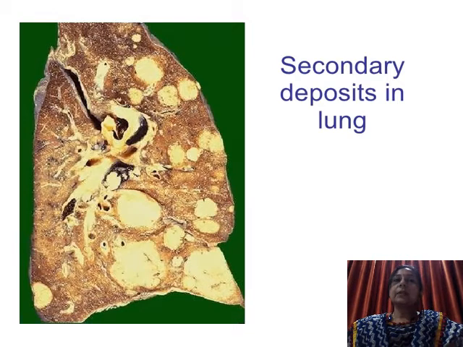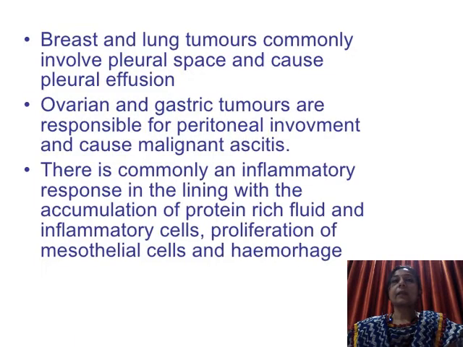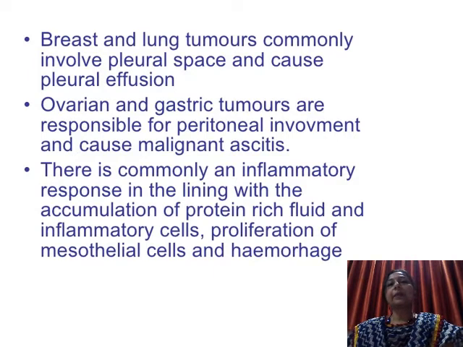Secondary deposit in the lung. How does the lung look? There are multiple deposits in the lung. Breast and lung tumors commonly involve the pleural surface and cause pleural effusion. Ovarian and gastric tumors commonly affect the peritoneum and cause ascites, that is, fluid collection in the peritoneal cavity.